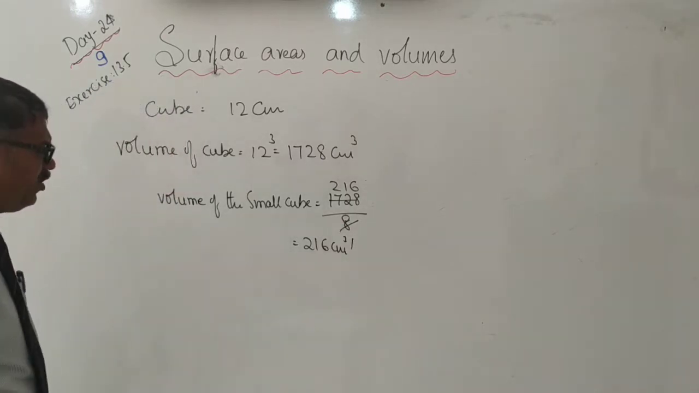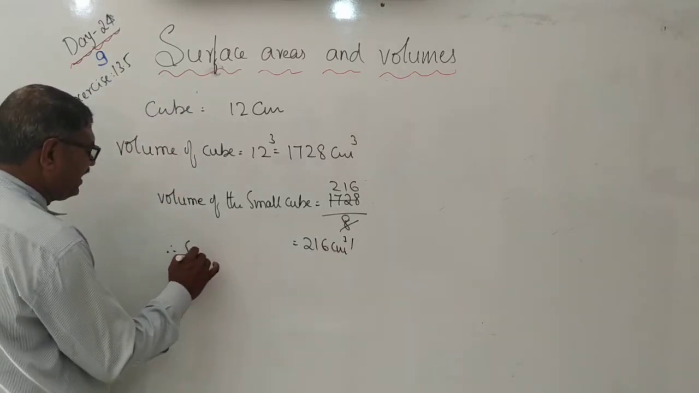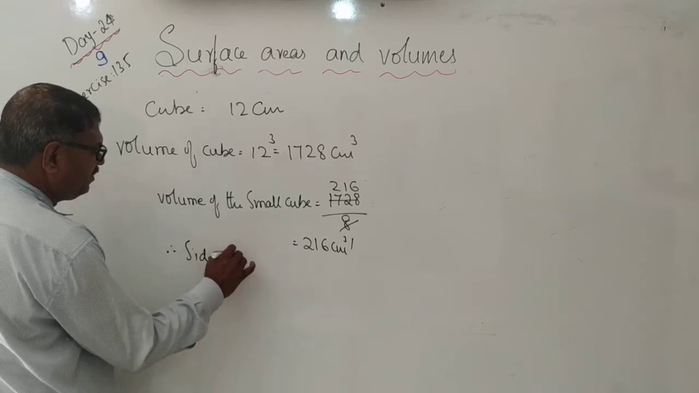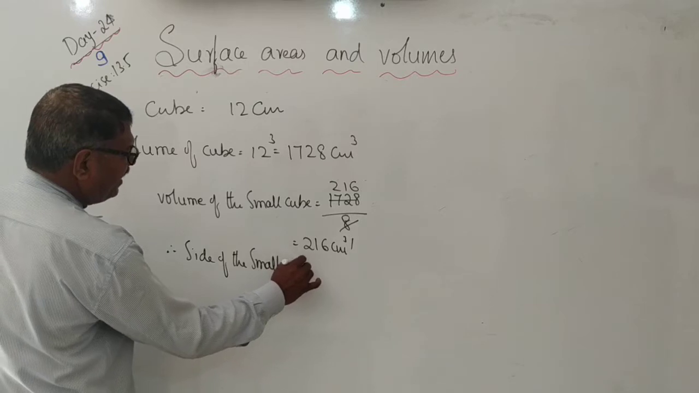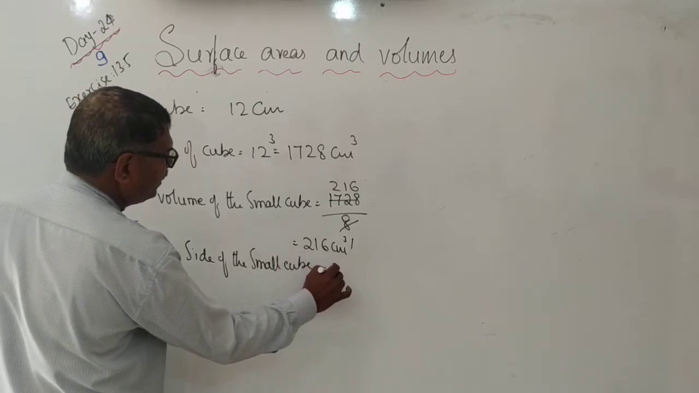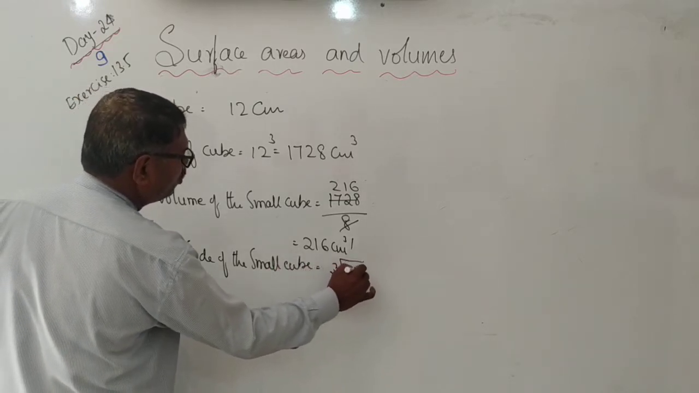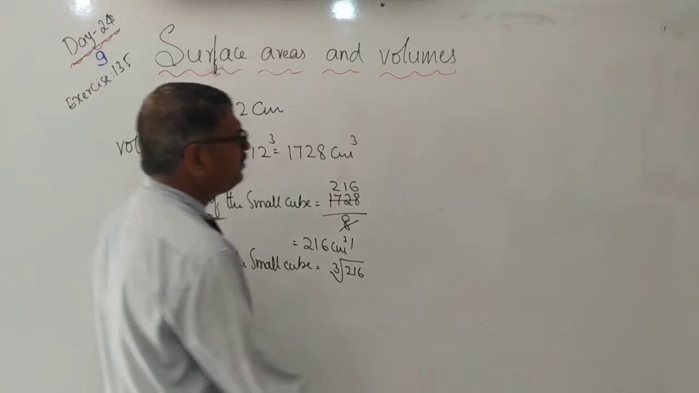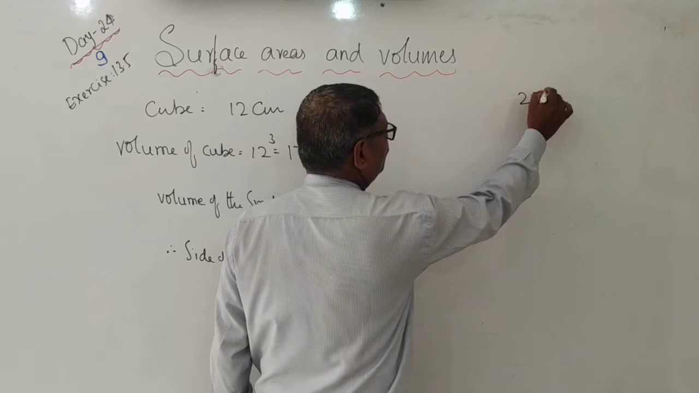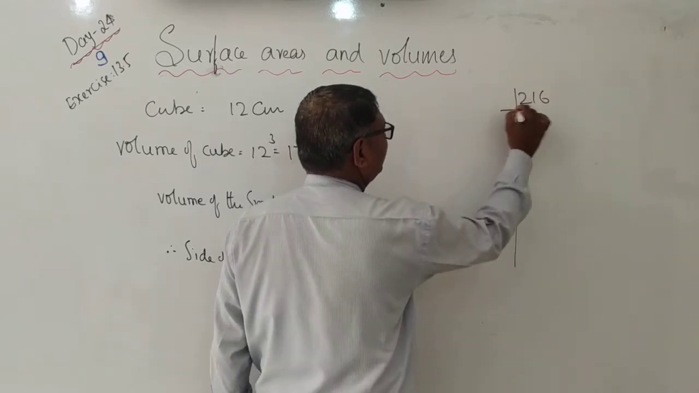216 centimeter cube. Therefore, the side of the small cube is nothing but the cube root of 216. Do you know how to take out the cube root? Okay, very simple. 216, you can keep it like this.